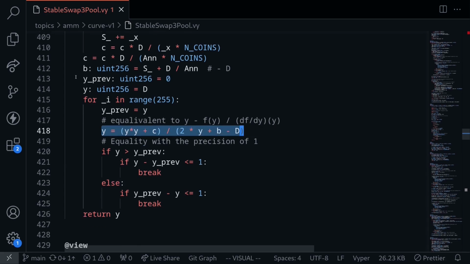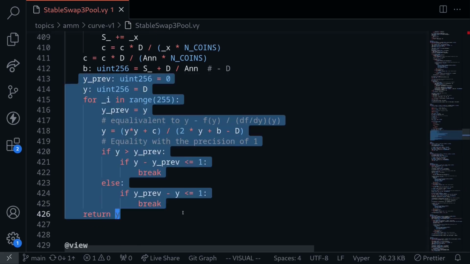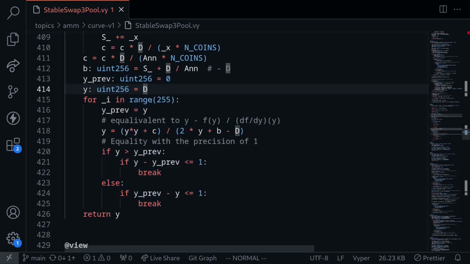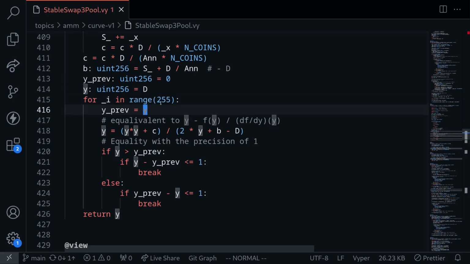And then the next part of the code is where it uses the Newton's method to find the value for y. For the initial guess of Newton's method, it uses the liquidity D. The for loop will run max 255 times, and then for each iteration, it will calculate y based on this equation, and you can verify for yourself that this equation is equivalent to the Newton's method, y minus f of y divided by the derivative of f with respect to y evaluated at y. I'll also link you to the code that I wrote in Python, which verifies that this code is equivalent to this equation.